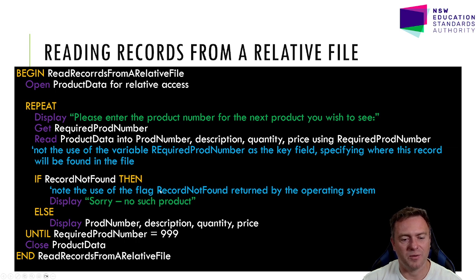Note the use of the flag record not found returned by the operating system. This is what we call a flag variable. Flag variables are either true or false, which are basically booleans. And if it is found, that's when the else gets hit. Display product number, description, quantity, and price. We keep going until the required product number that's been typed in is 999. 999 is the special code that they've used to exit this program. So if they type in 999, the program ends, and you don't have to keep searching based off that product number in the first column.